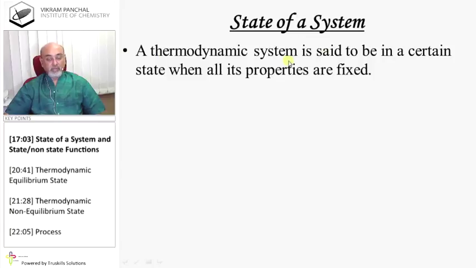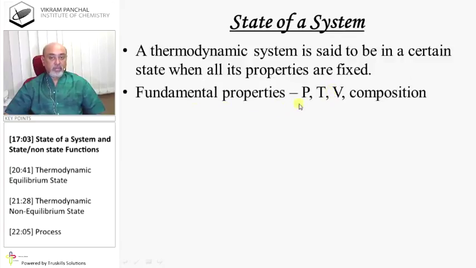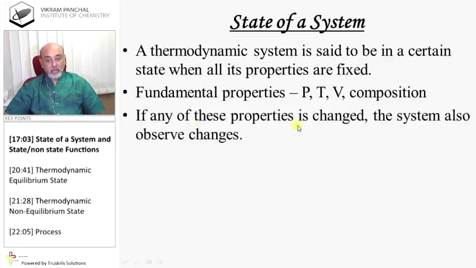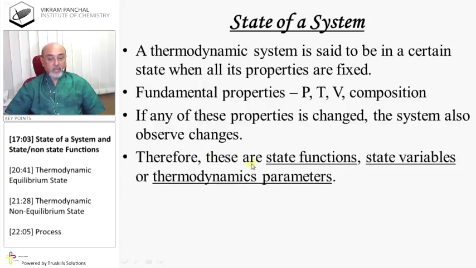State of a system. A thermodynamic system is said to be in a certain state when all its properties are fixed. Fundamental properties are pressure, temperature, volume and composition. If any of these properties is changed, the system also observes changes. Therefore, these are known as state functions, state variables or thermodynamic parameters. So pressure, temperature, volume, composition are known as state functions because they depend on the state of the system. If you change state, then there may be change in these properties.